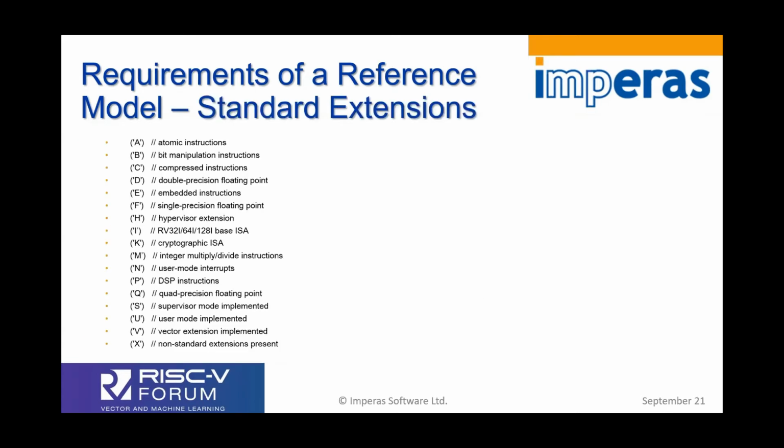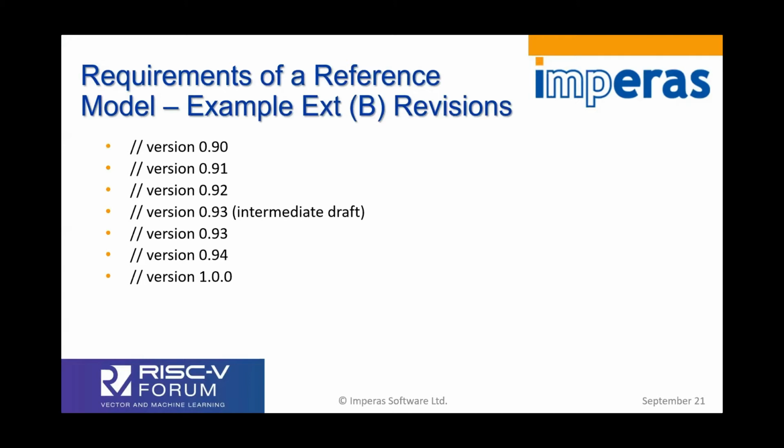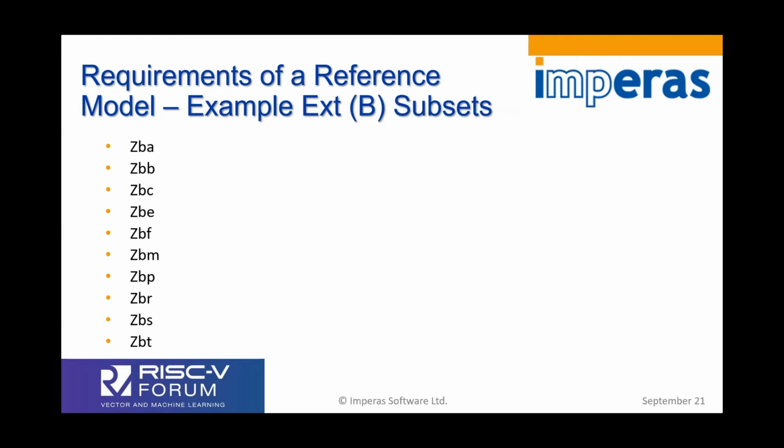Let's briefly consider some of those combinations which must be handled by the reference model. Firstly, we have numerous standard extensions. Looking at one of those extensions, such as the bit manipulation extension, we can see it has numerous revisions. And by the way, as mentioned before, in the real world, we have design starts which were initiated at these individual revision milestones. As if this complexity wasn't enough, we also have to consider any subsetting of the extensions. Again, looking at the bit manipulation extension, this is further broken down into support for a number of subsets, to which the reference model must be configurable.